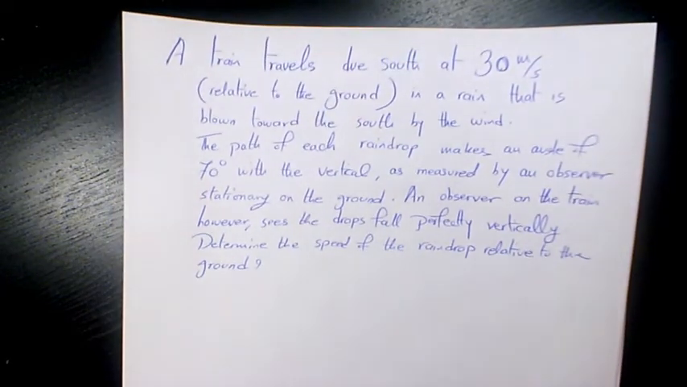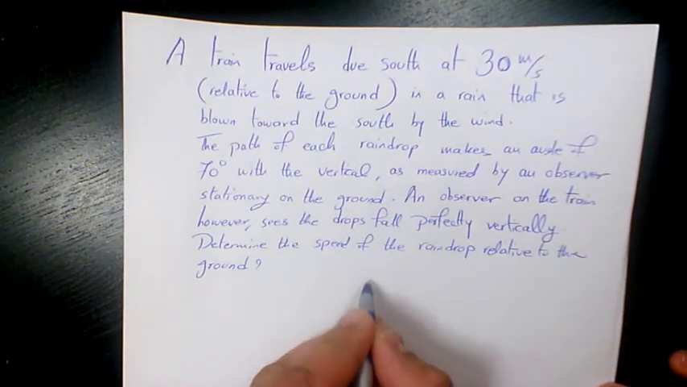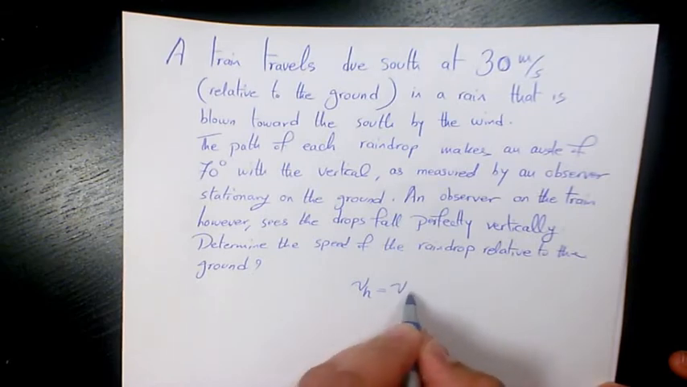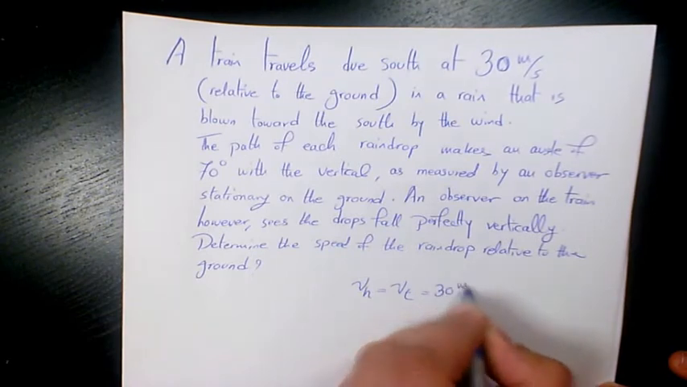So we can say, since the raindrops fall vertically relative to the train, it means that there is no horizontal component of velocity. So the horizontal velocity of the raindrop is going to be equal to the velocity of the train, which means that the relative velocity in the horizontal direction is 0. So the horizontal component of the raindrop velocity will be equal to the velocity of the train relative to the ground, so it's going to be 30 meters per second.